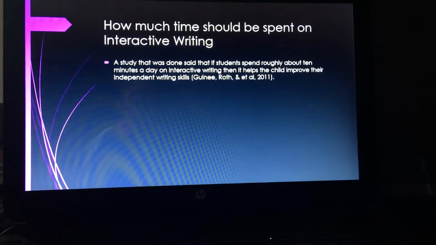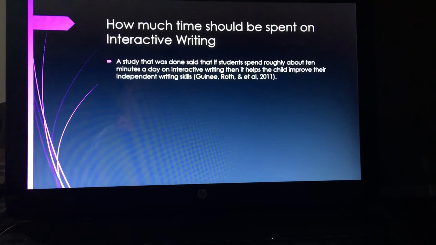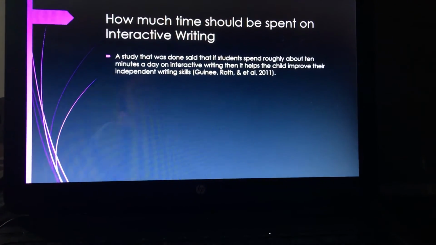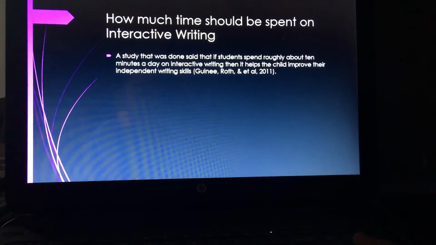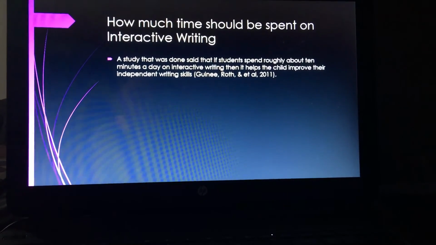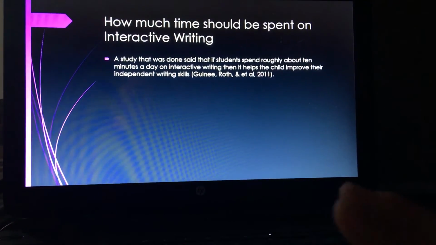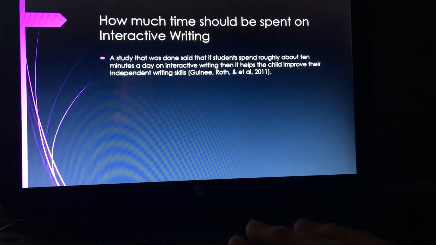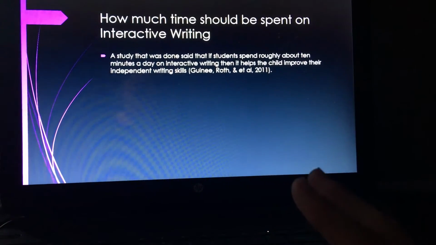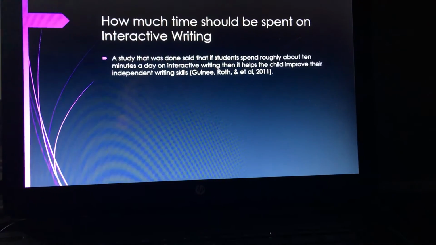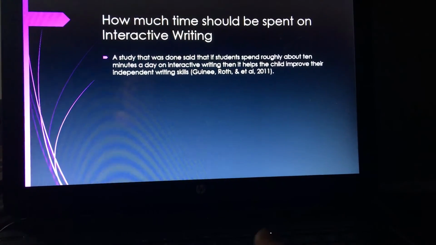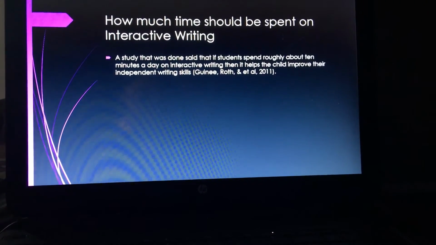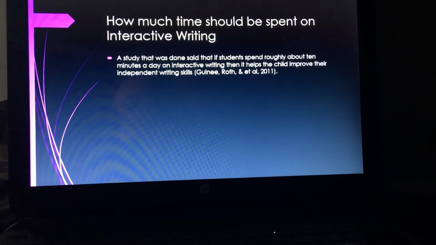I looked up a study that was recently done, and it said that if you spend roughly about 10 minutes a day on interactive writing, then it helps a child improve their independent writing skills. So if you take 10 minutes out of your school day to work on this, you're not only helping the students with their reading skills, but you're helping them improve as an independent writer, which is something that will help these children as they get older.